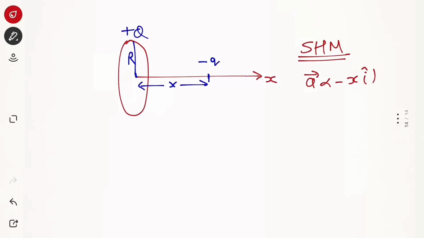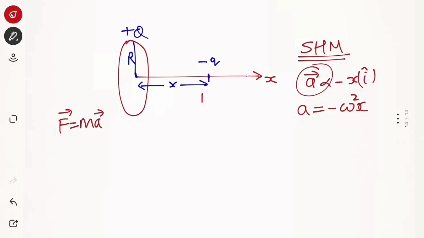Here we have considered the x direction, that's why I have written i cap. More precisely, I should say that acceleration should be equal to negative omega square x, where x is the displacement. What does it mean? It means that as the particle is displaced more, the acceleration becomes negative, which means the velocity of the particle will decrease. So here we're going to find the acceleration using Newton's law, where we know that force is given by mass into acceleration.